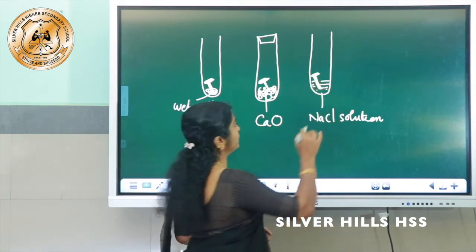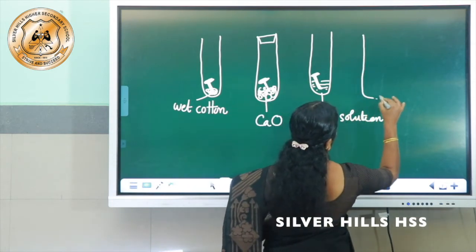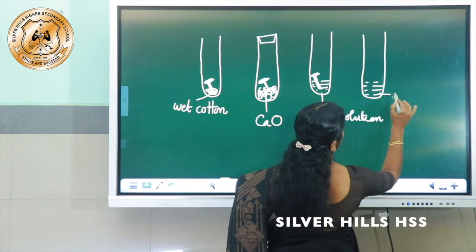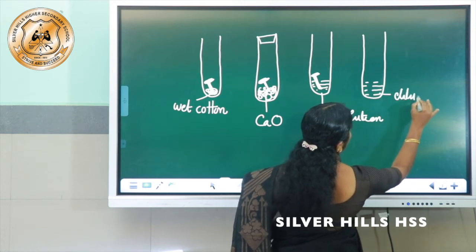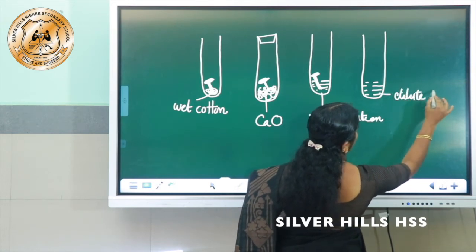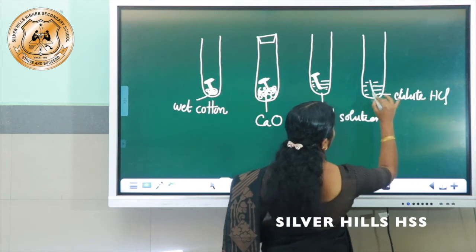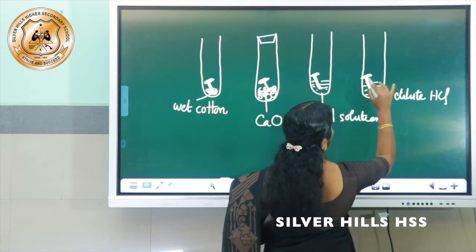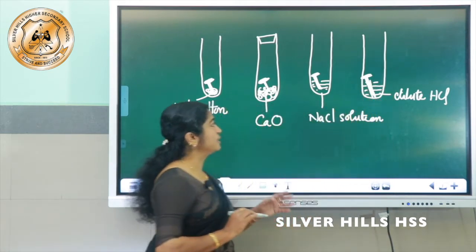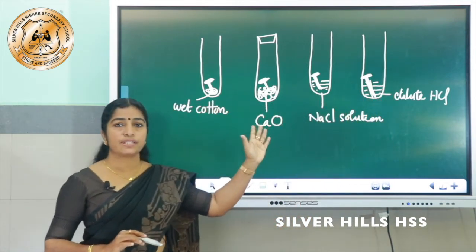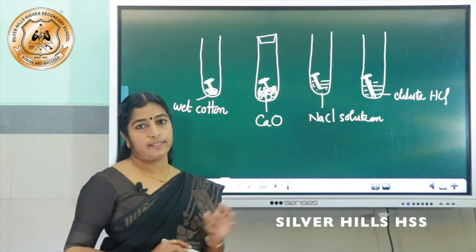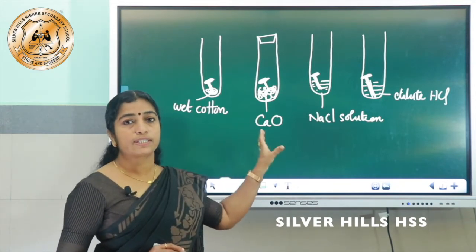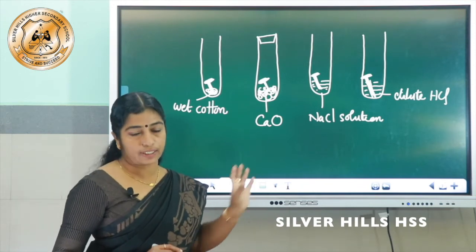And in the fourth case, the iron nail we are keeping in dilute hydrochloric acid. The nail is kept in dilute acid, with half of the portion outside the solution. So these are the different situations in which we kept these iron nails. Let us observe these test tubes after a week.